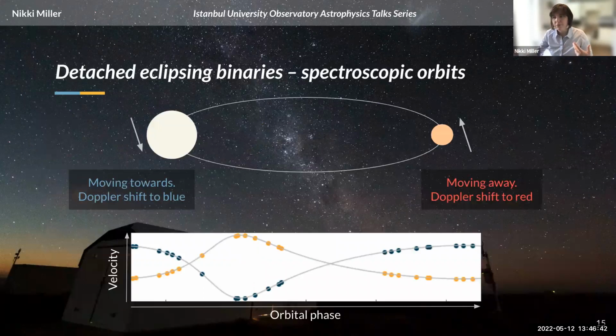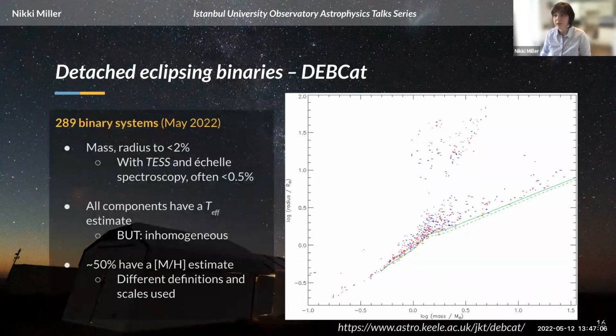By their nature, eclipsing binaries are also spectroscopic binaries. So if you have one component moving towards you, you get some shift to the blue and shift to the red if they're moving away, for example. So we measure the radial velocities for eclipsing binaries, and we can derive a spectroscopic orbit. By combining the analysis of the light curve and the spectroscopic orbit, we can get really fantastic direct measurements of the mass and radius.